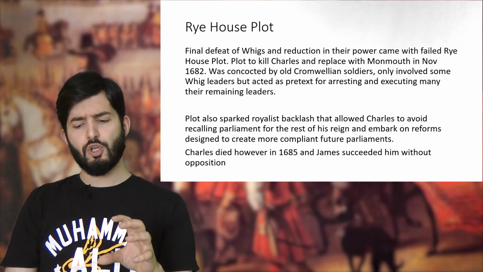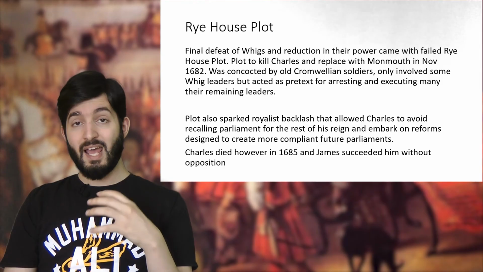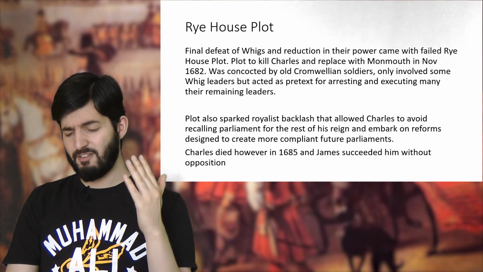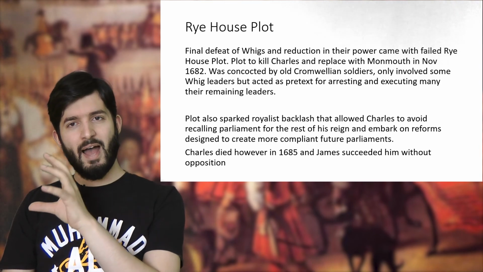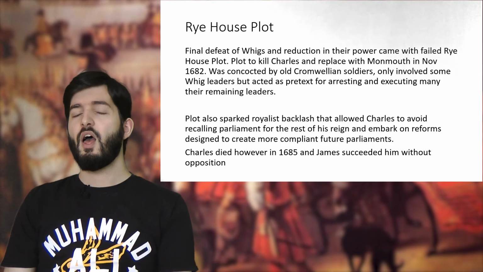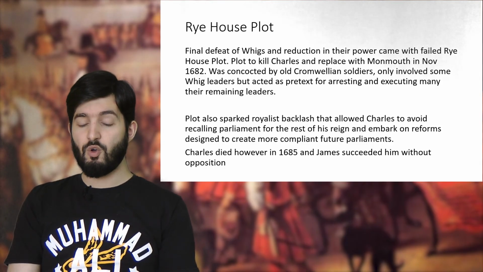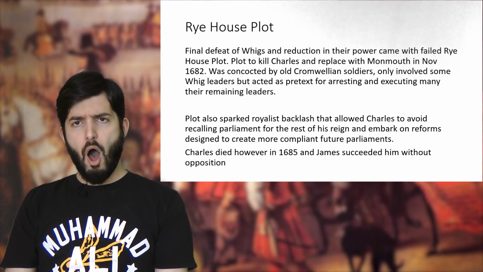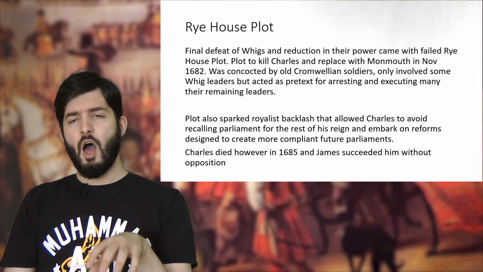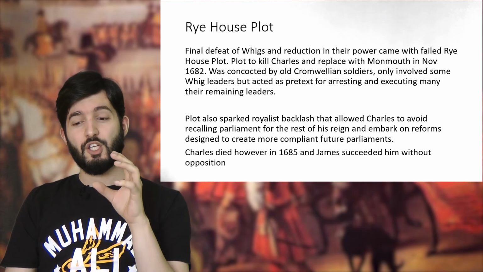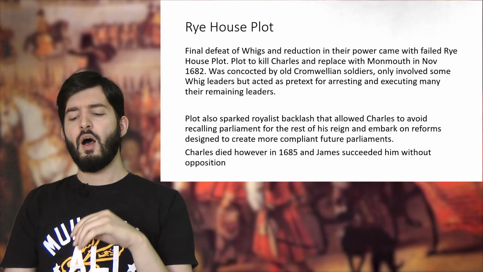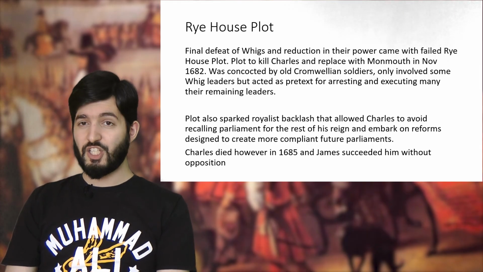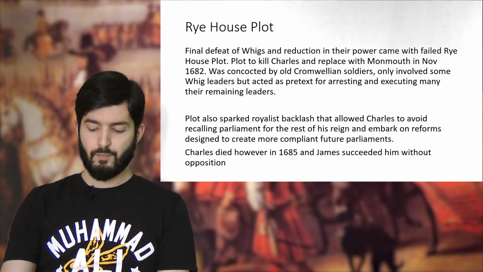And so the plot also sparks a royalist backlash that again gives Charles the pretext to avoid recalling another parliament for the rest of his reign, because he dies in 1685. And so this is where the Triennial Act of the Cavaliers comes into play, because as I mentioned already, they removed the mechanism that forced a recall. And so Charles doesn't call any more parliaments, and he gets away with it. And so he goes about embarking on reforms, in particular to the franchise and borough corporations that were designed to create more compliant future parliaments. He dies, however, in 1685 before he can complete that process, but his brother James succeeds him without any opposition.